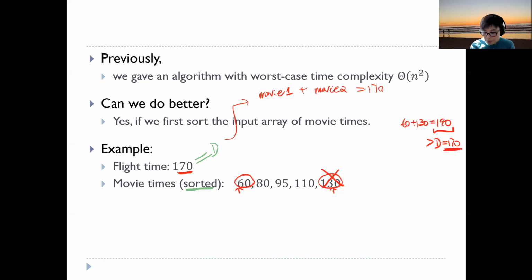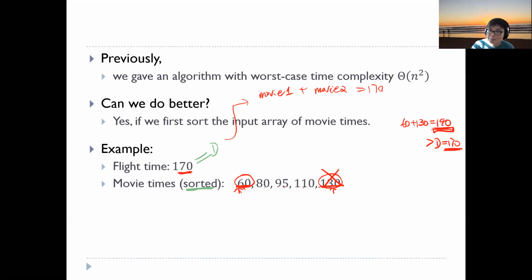Why? Because even if you use the smallest movie time, the total time is still too large. And if you pair this movie with any other movie, the total sum of lengths can only be larger. So it's not possible for it to be one of my candidate movies. I can rule this movie out, so I can safely throw 130 out. I don't need to compare it with anybody else anymore.